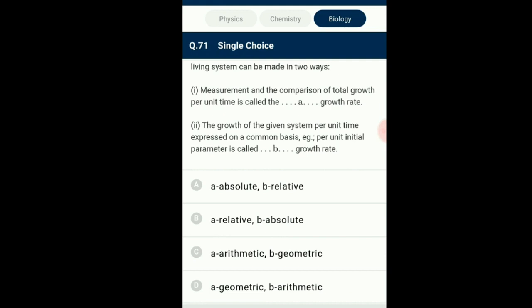Quantitative comparisons between the growth of living systems can be made in two ways. Measurement and comparison of total growth per unit time is called absolute growth rate. The second one is the growth of a given system per unit time expressed on a common basis, for example per unit initial parameter, which is called relative growth rate. So the answer for this question is option A. A represents absolute growth, B represents relative growth.